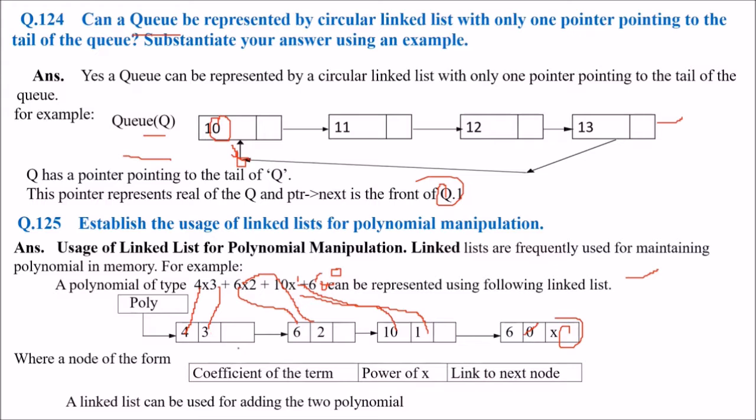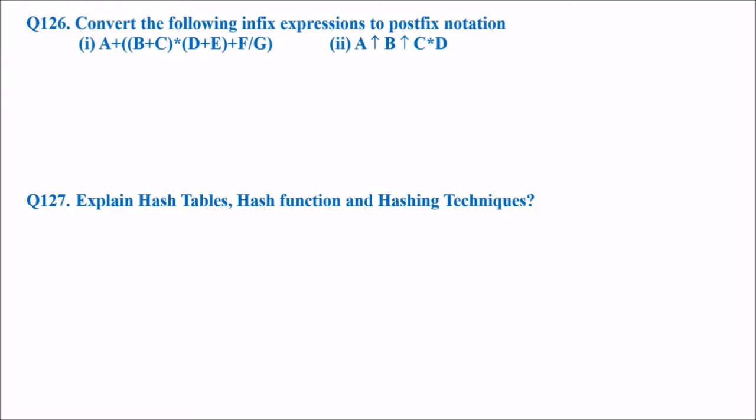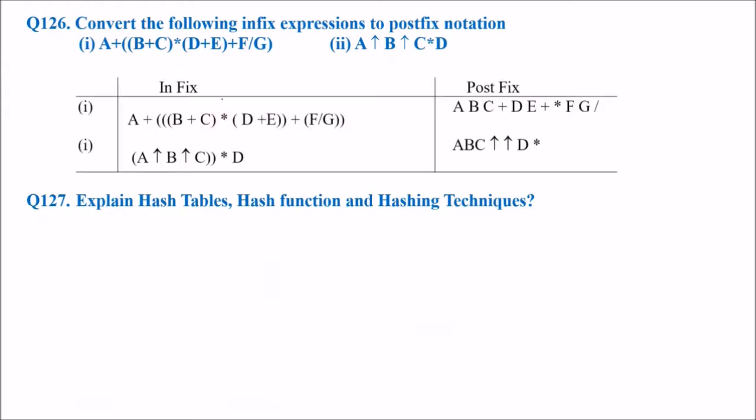What we have done is, the first is the coefficient, the second is the power of x, and the third is the link to the next node. A linked list can be used for adding two polynomials. Convert the following infix expression to postfix. So this is the final solution, and we have done a more detailed question of solving them. So I hope that you can get the answer.